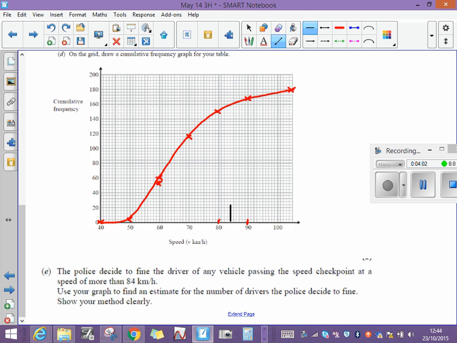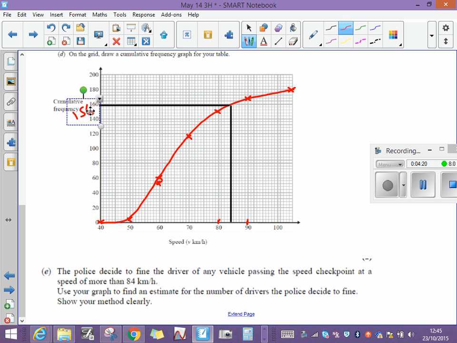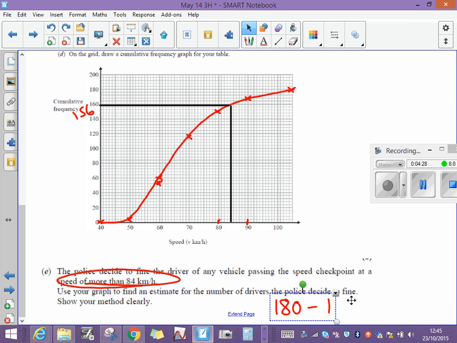So 84 is here, so we go up to the graph, go across, and it comes out as about, on my more accurate version, it's about 156. It's not particularly clear there. So this is about 156 over here. The number of drivers who go at more than 84 kilometers per hour, though, isn't 156. It's 180 less 156. Which is about, so this is only approximate, about 24 drivers.